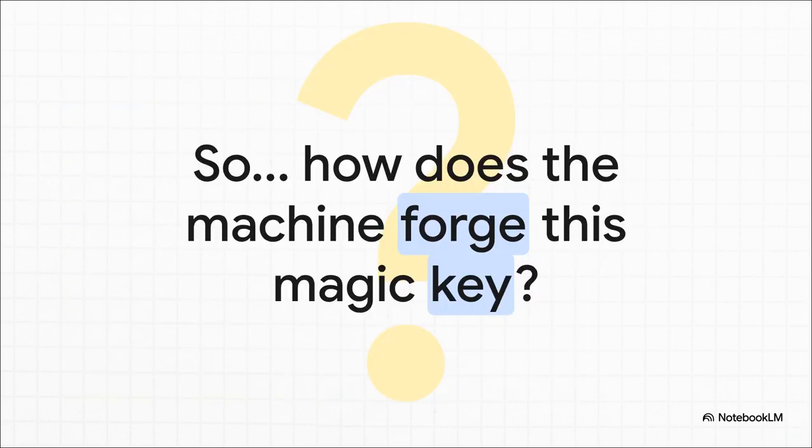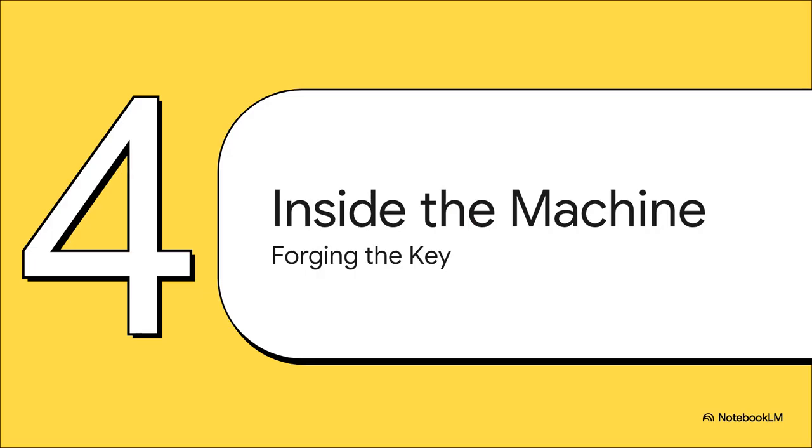Okay, so that's obviously the big question, right? Where in the world does this magic key come from? How does our machine actually go about forging this inverse matrix? Let's pop the hood and take a look at the gears inside this thing.